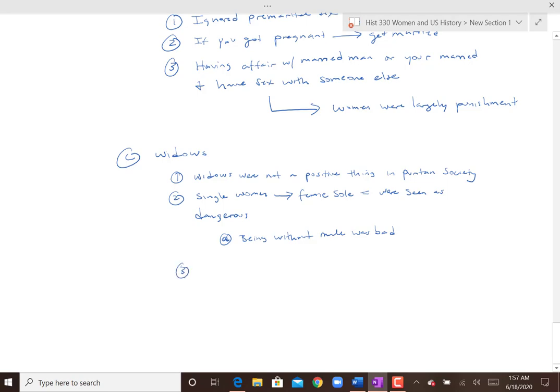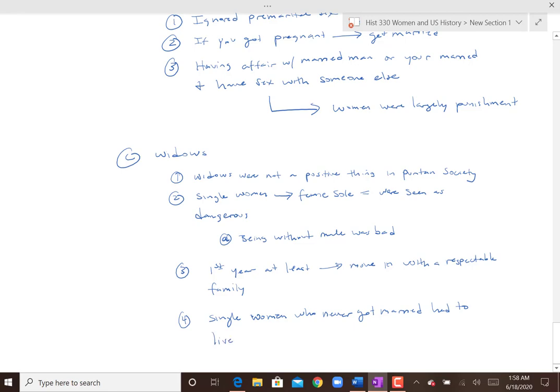In fact, for the first year at least after you were widowed, you had to move in with a respectable family. Like, you couldn't take care of yourself. Single women who never got married also had to live with a family. So it wasn't just widows. There were fewer single women who never got married, but there were a few, and they had to live with a family as well.